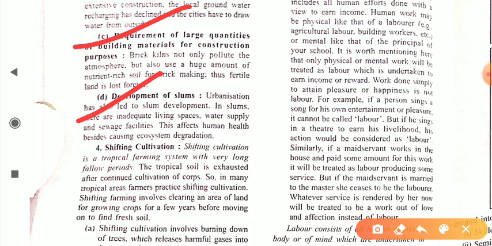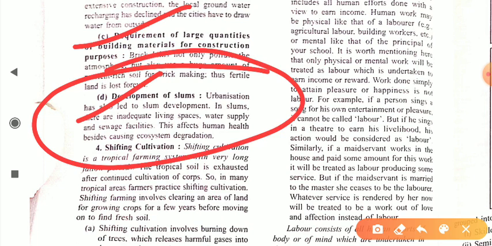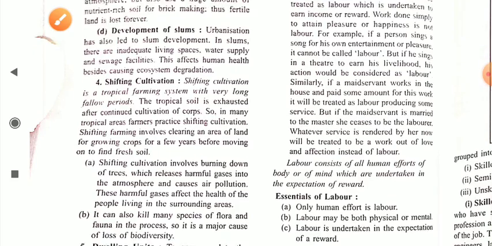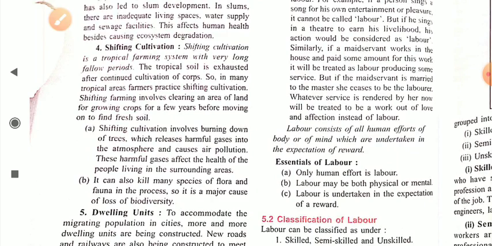Next is development of slum areas. Urbanization has also led to slum development. In slums, there are inadequate living spaces, water supply, and sewage facilities. So this affects human health, besides causing ecosystem degradation. So development of slums is a part of urbanization. Next is shifting cultivation.